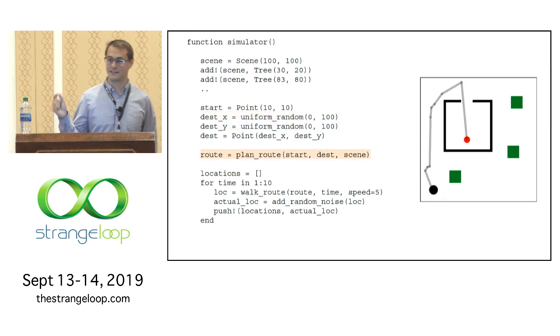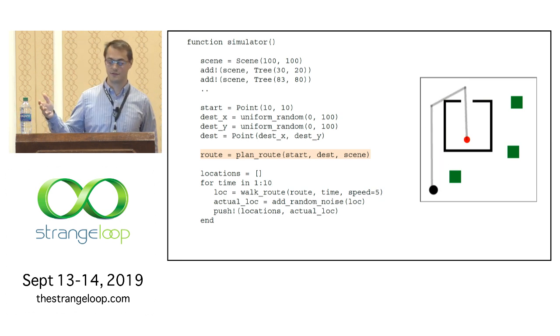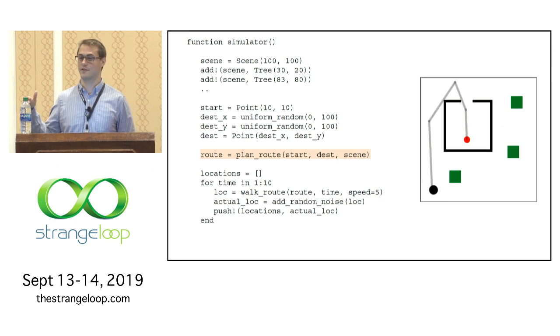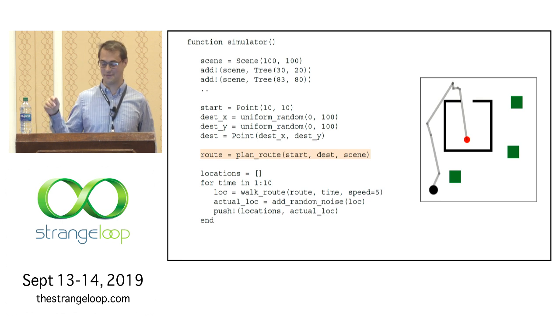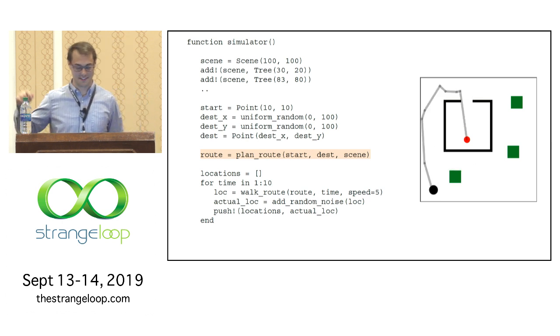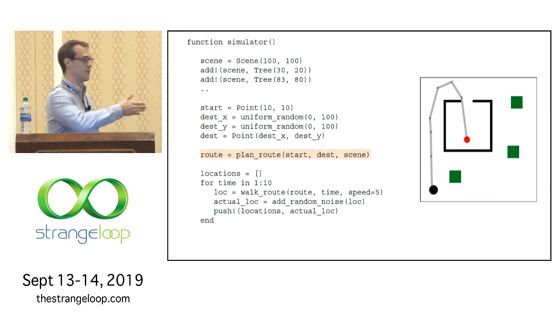It turns out that if we fix the destination and the start point, we actually get a lot of different possible routes. So our route planner is also random. Sometimes it goes around the left, sometimes it goes around the right. And this randomness is important and intentional because real people don't always walk the most efficient route either.